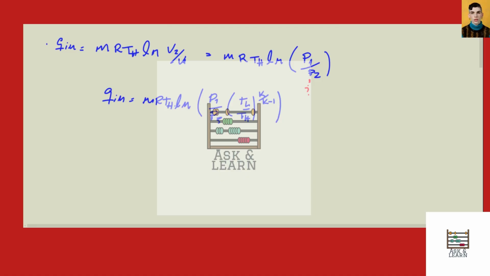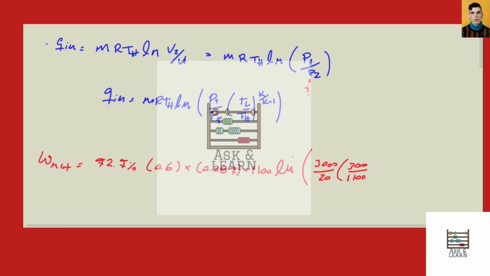And substituting all the values, we find that the net work that we want is going to be 72.7% multiplied by the mass, which is 0.6, multiplied by R, which is 0.287, times the temperature of the high energy reservoir, 1100, natural log of 3000 divided by 300 divided by (300 divided by 1100) to the power 1.4 divided by 0.4.